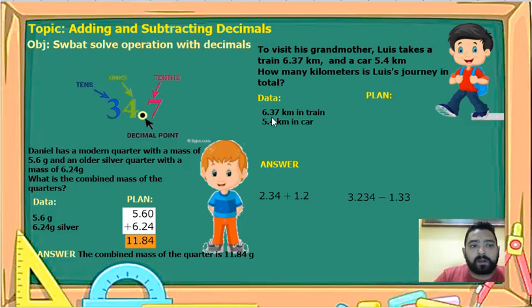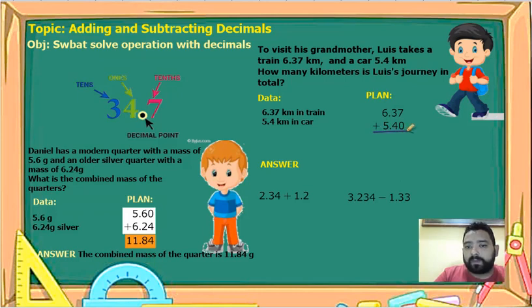So we are going to write here 6.37 plus 5.4. Okay, so remember this is addition. So we are going to write it like that here. Remember, the point needs to be lined up. And if you want, you can complete this one with 0. Remember, it's important to have the completed number.